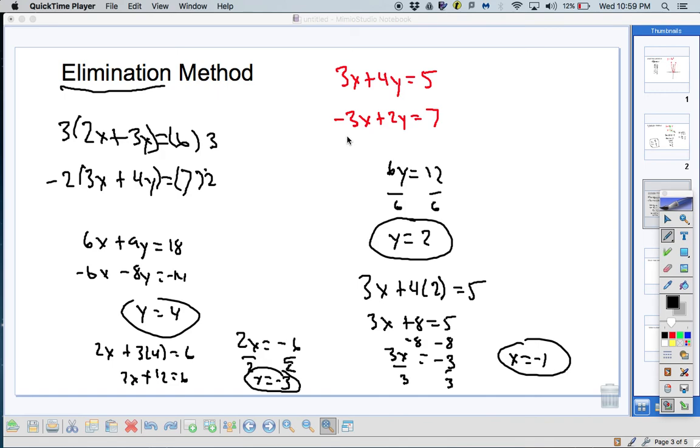So even if you don't have a nice elimination, you can still use the elimination method. Just make sure that when you eliminate something, that at least one of your variables when you add them up adds to 0. That's what an elimination means. If you have any questions, please make sure you ask.